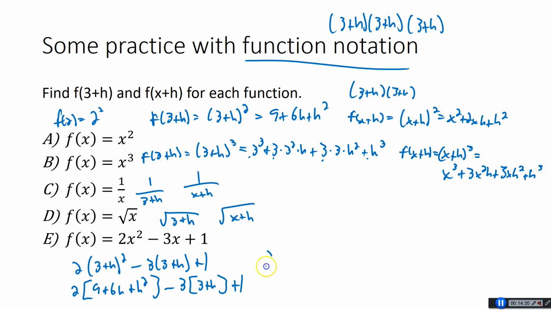So x plus h, same deal, right? 2 times x plus h squared minus 3 times x plus h plus 1. And then you could FOIL that out as well. But you get the idea with the notation now, hopefully.